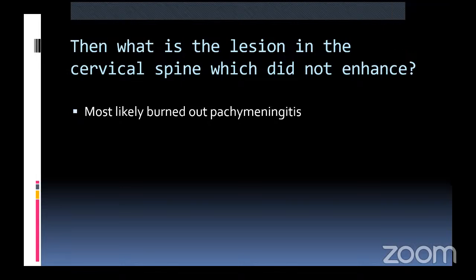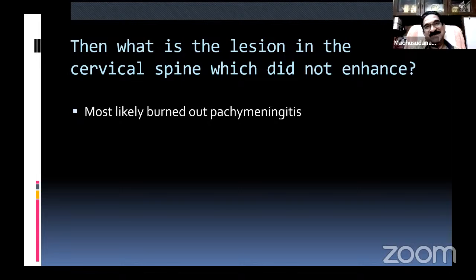So the claw foot is incidental, sir? Pardon? The claw foot, sir, is it incidental or a chronic one? I do not know. Maybe it's most likely incidental only. In fact, I did not specifically study the medial and lateral plantar nerves.